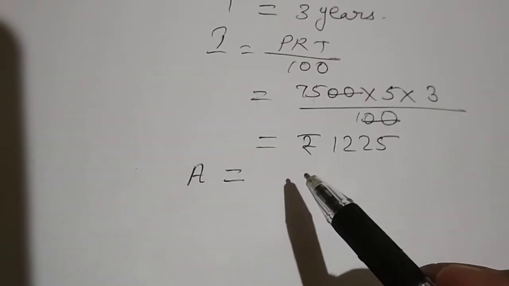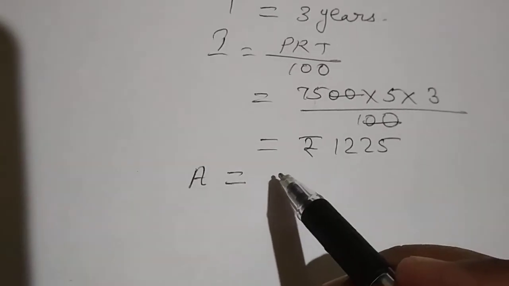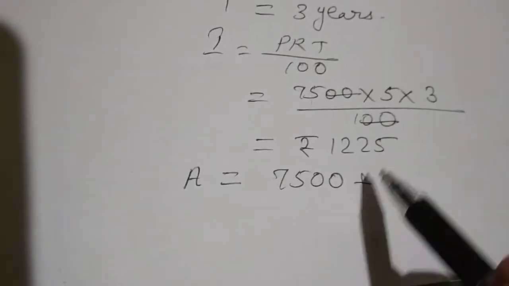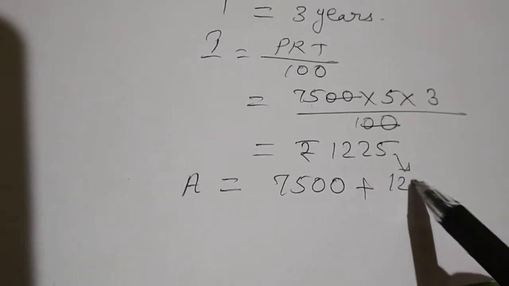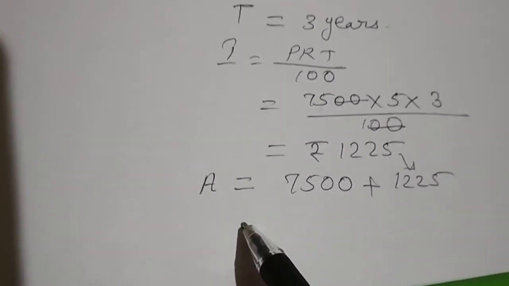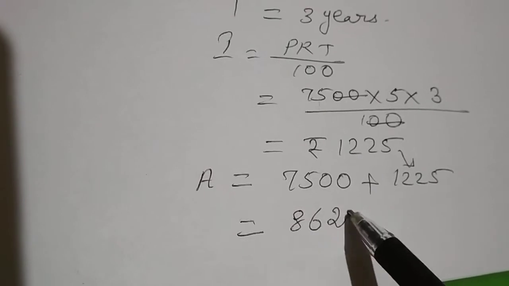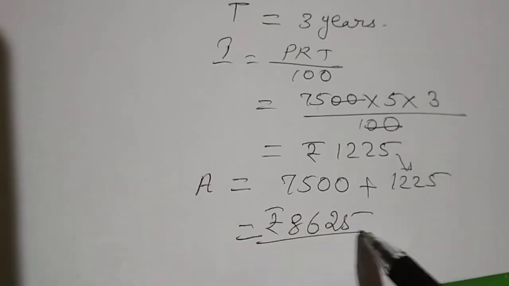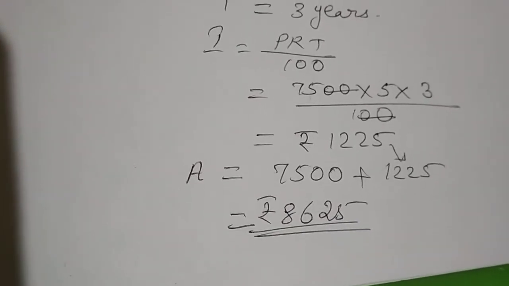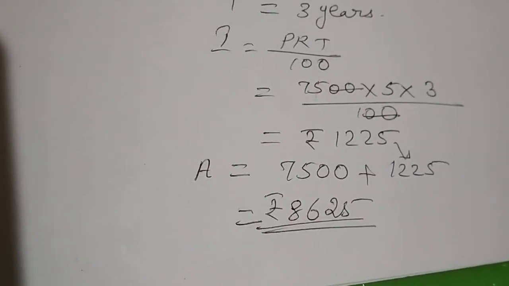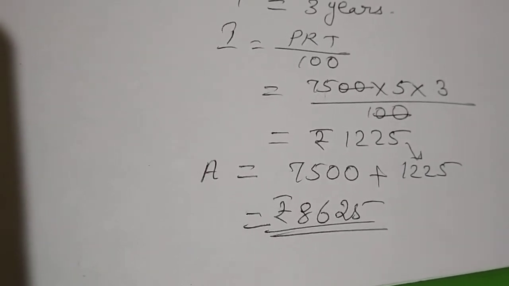Then we have to find the amount after 3 years. Amount to be paid after 3 years. That is, anyway we have to pay the principal and this interest. So 7500 plus 1125. So the answer will be 8625. The amount to be paid after 3 years will be rupees 8625. Clear?